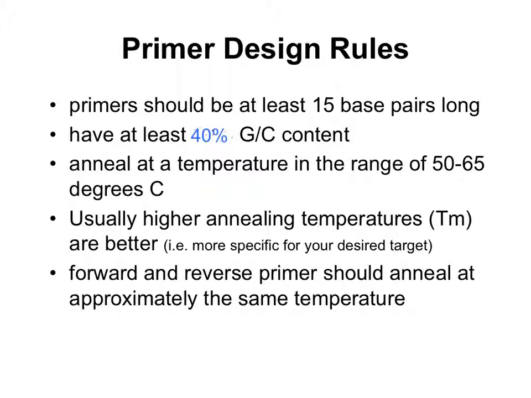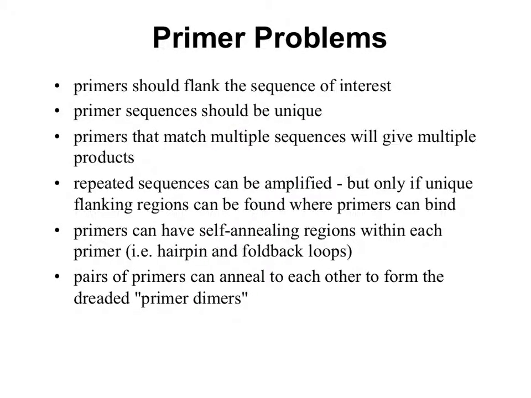So to summarize, primer design rules: primers should be at least 15 base pairs long. They should have at least 40% GC content. For primers that are used for site-directed mutagenesis, you want that to be higher, about 50%. They should anneal at a temperature range of 50 to 65 degrees. Usually higher annealing temperatures are better. Forward and reverse primers should anneal at the same temperature.